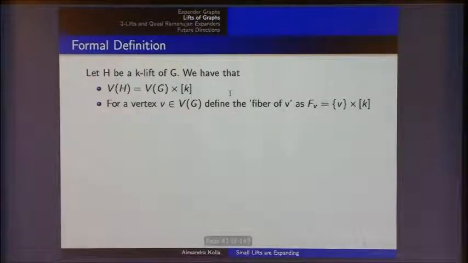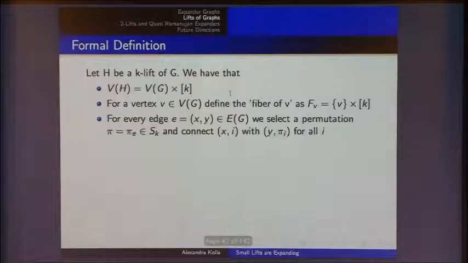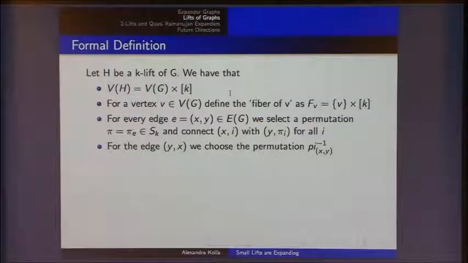More formally, if we take a base graph G, the lift has k times as many nodes, k for each vertex of G, and we define these k nodes as a fiber of the vertex v. And every edge xy is replaced by a permutation, a matching, however you want to call it, that connects the corresponding copies of these fibers, indicated by the permutation. By the way, for those of you who know the Unique Games Conjecture, this should sound very familiar. And I'll talk about the connection there if I have some time. And for the opposite edge, the yx edge, take the inverse permutation.